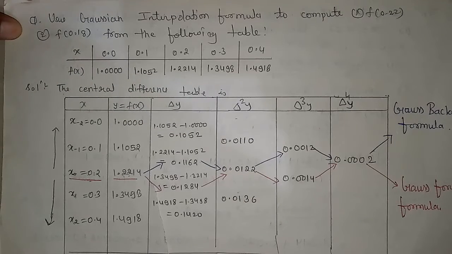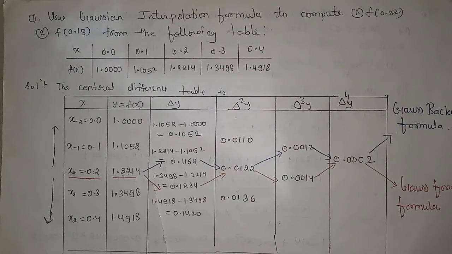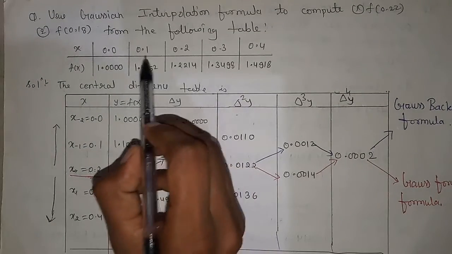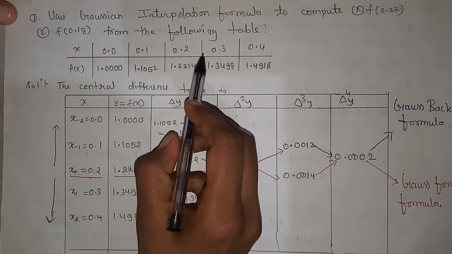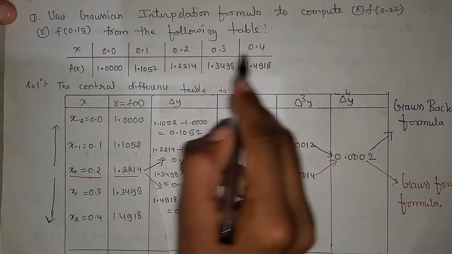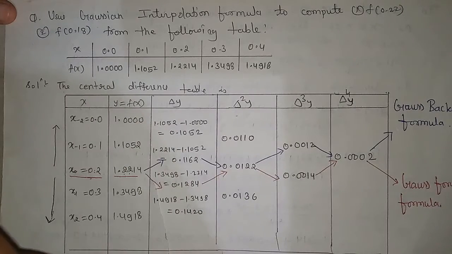So this is our question for Gaussian forward and backward interpolation. Here two values are asked to calculate, 0.22 and 0.18. So first of all we have to denote these values as x0, x1, x2. Here there are 5 values, so we will choose the odd case.